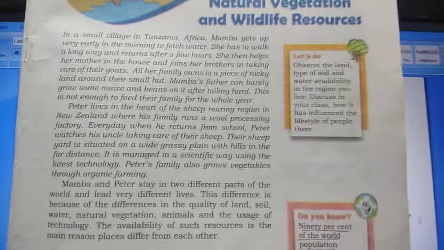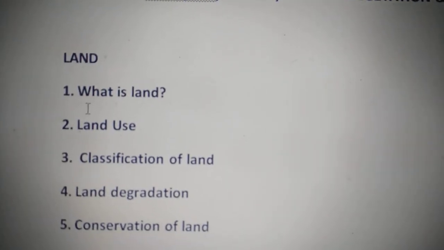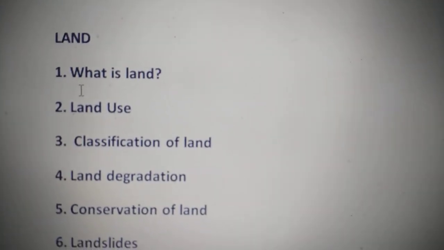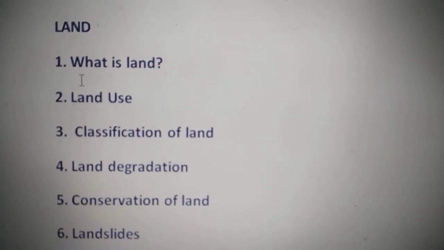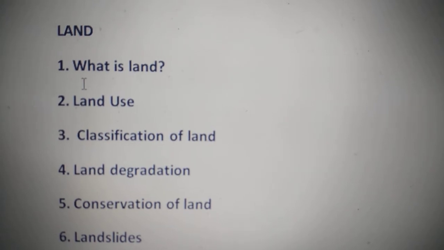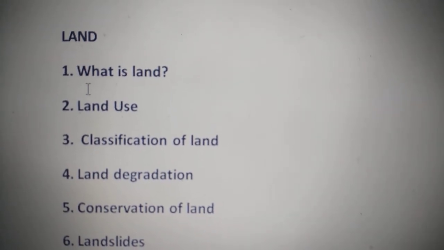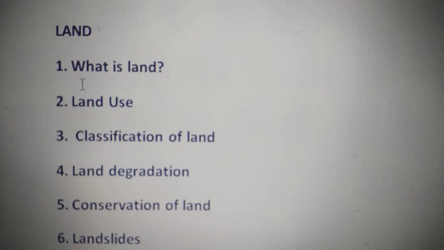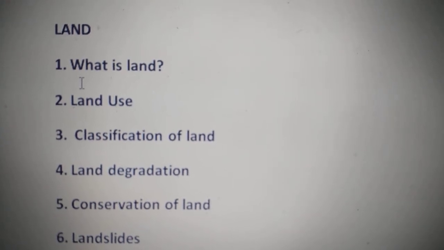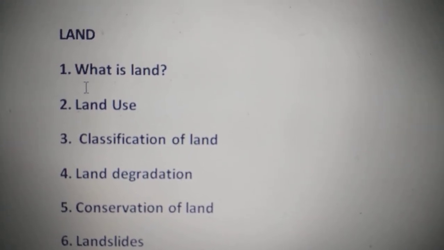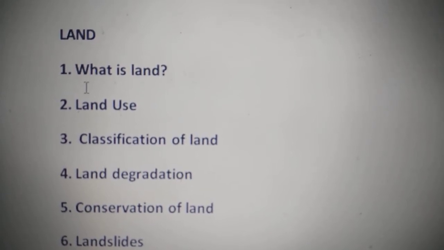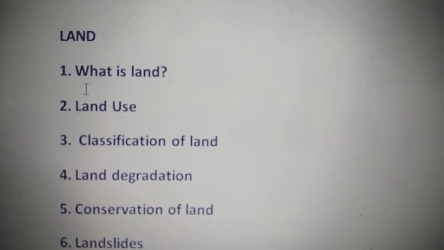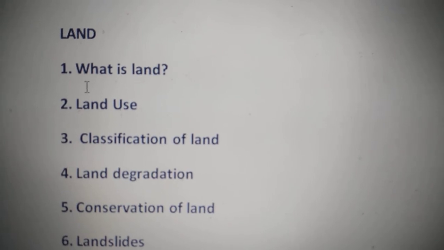Okay. So we will see the first point. What is land? It is one of the most important natural resources. In the previous chapter, you have learned about resources. How will you define resources? Anything that has utility, value, and satisfies human needs. And what kind of a resource is land? It is an abiotic resource, which means it is a non-living resource.